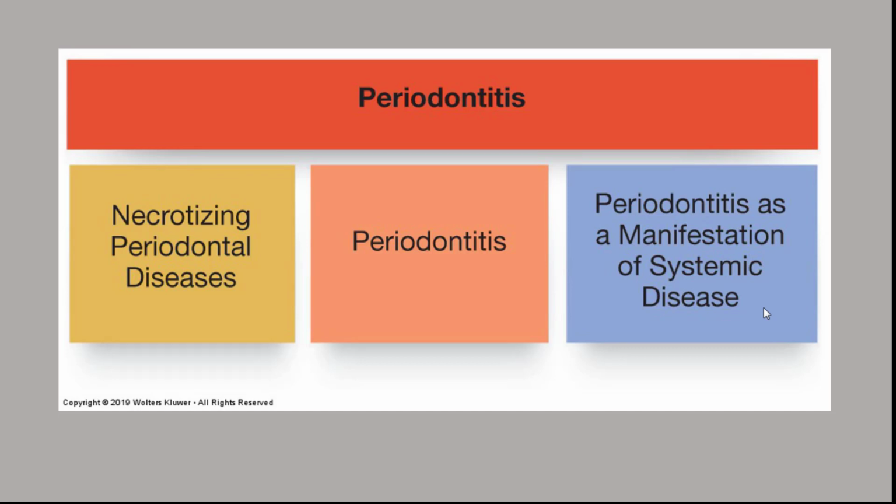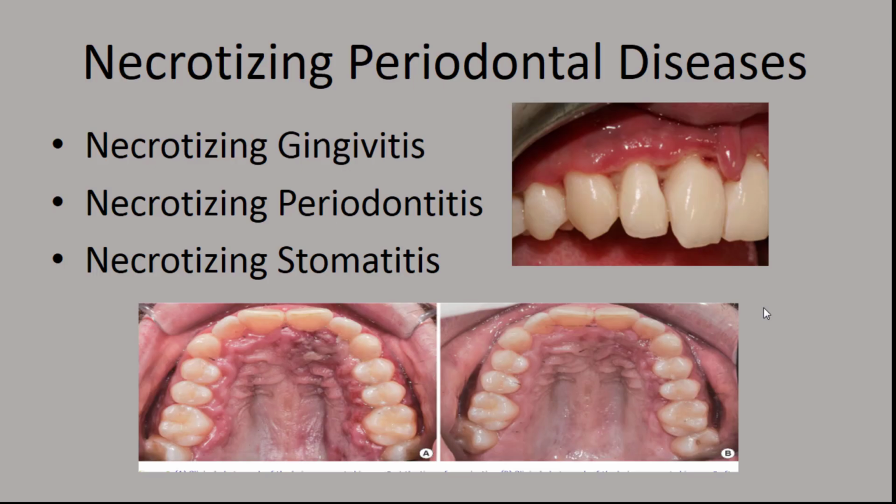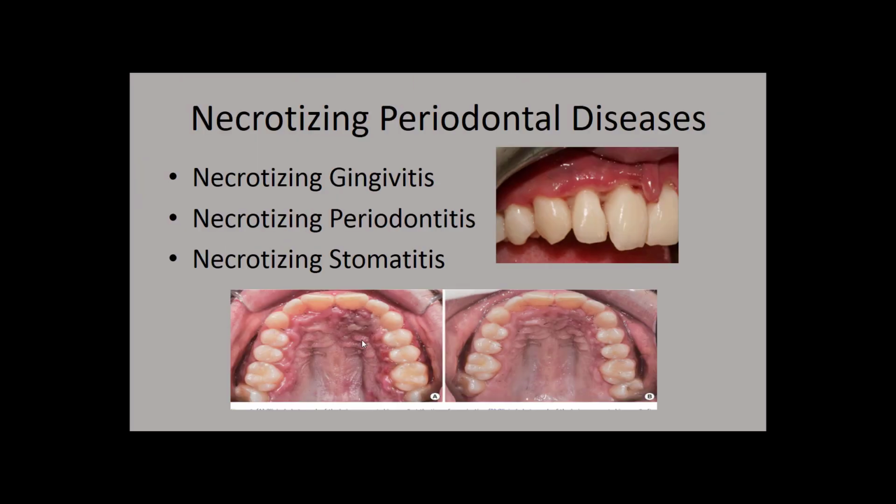Now let's look specifically at periodontitis. We are going to break apart the necrotizing periodontal diseases, periodontitis, and periodontitis as a manifestation of systemic disease. So one condition we're going to discuss is necrotizing periodontal diseases. First, there's necrotizing gingivitis. This is tissue necrosis that's limited to just the gingival tissue.